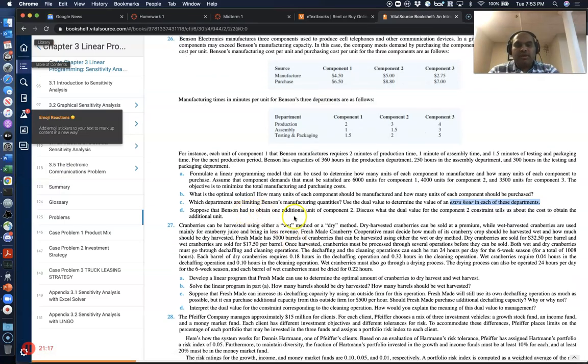So I think that's the next question. Suppose that Benson has one additional unit. Oh, okay, no. So the extra hour, that's what we have. So let's look at part D. Suppose that Benson had to obtain one additional unit of component 2. Discuss what the dual value of the component 2 constraint tells us about the cost to obtain an extra unit.